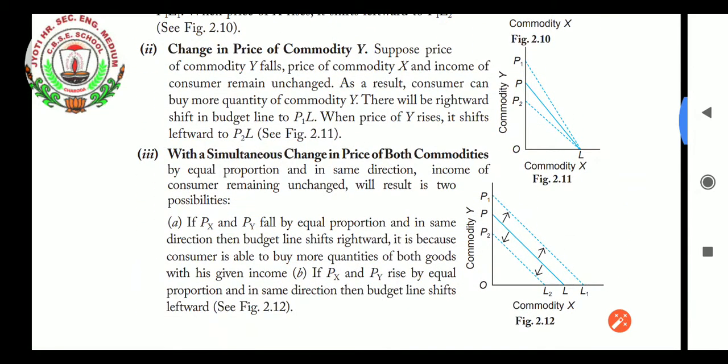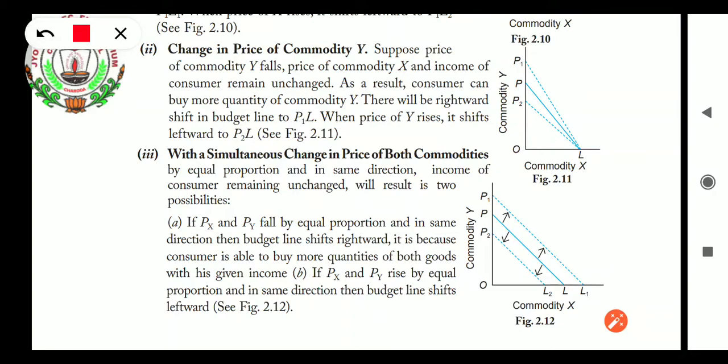Change in price of commodity Y. Suppose the price of commodity Y falls, while the price of commodity X and the income of the person remain unchanged. As a result, the consumer can buy more quantity of commodity Y. You can see the graph here. In this, L is constant, that is, commodity X is not changing. The price of Y has fallen. When the price falls, the person wants to purchase more units of that same commodity. So here, suppose the price was 20 rupees and it falls to 10. Earlier it was O to P, now it is P to P1. The purchase has increased.